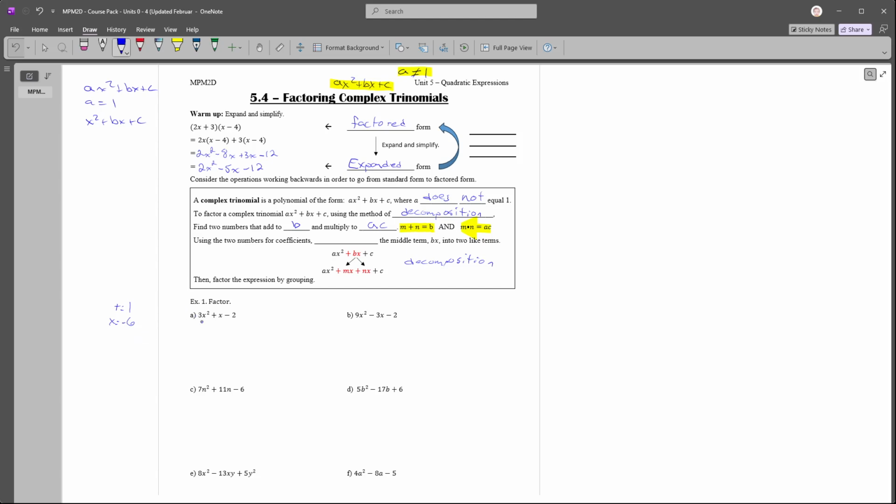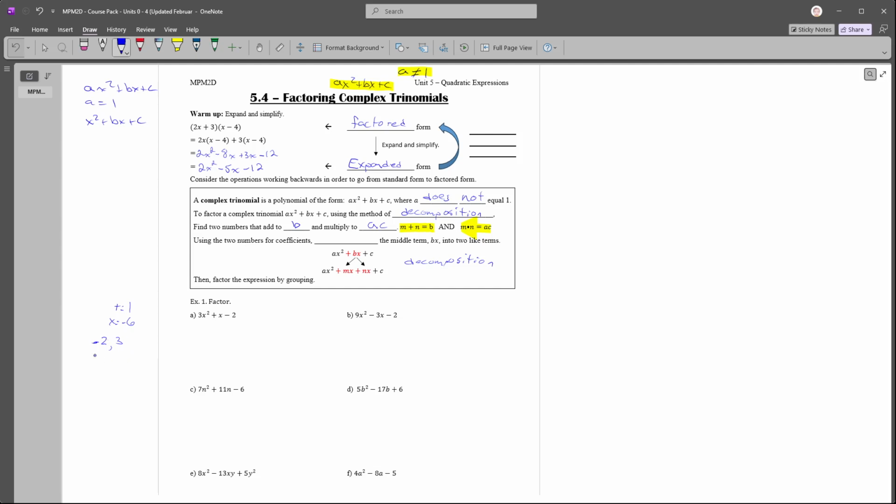Well, it's still the same rules as before. If this is a negative, that means I'm going to have opposite signs. Okay? So let's try this out. 1 times 6, that's not going to get me to 1. 2 times 3, ooh, that might get me to 1. So in this case, we're going to have the numbers of 2 and 3. Now they need to be opposite signs in order to get that to be a negative. So which one should be positive and which one should be negative? Well, we have a positive in the middle, so that means we want a positive bigger term. So that means our 2 is going to be negative here.